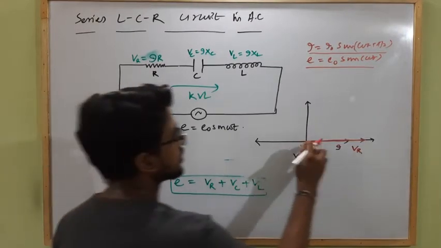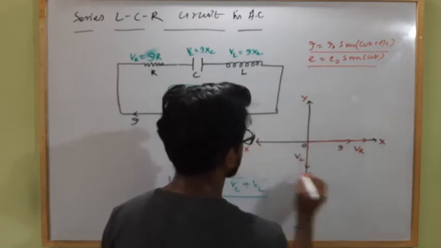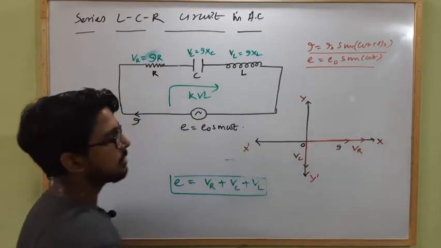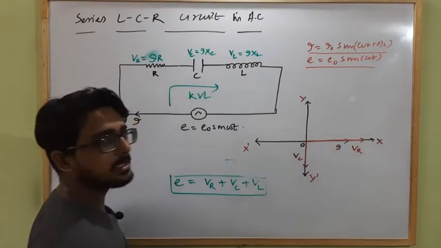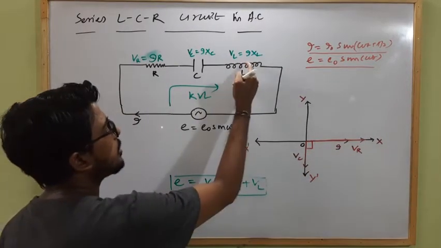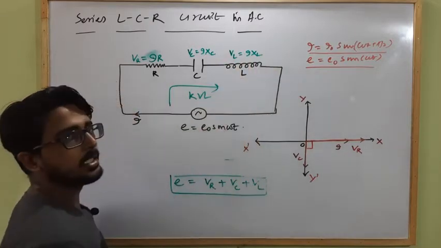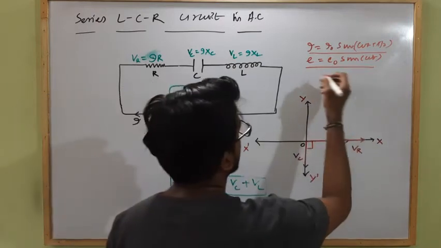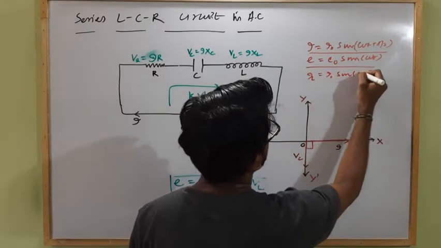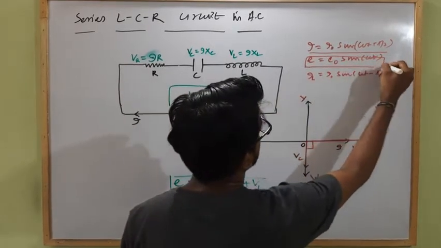Clear? So if this is O, this will be X, this will be Y, this will be X dash, this will be Y dash. When I and VR are along OX in the phasor diagram, VC is along OY dash, that is pi by 2 radian behind the current I. But in the case of an inductive circuit, what will happen? In an inductive circuit, we already know the potential leads the current by pi by 2. So here we can write, for the inductive circuit, I equals I naught sin(omega t minus pi by 2), if E is this much.